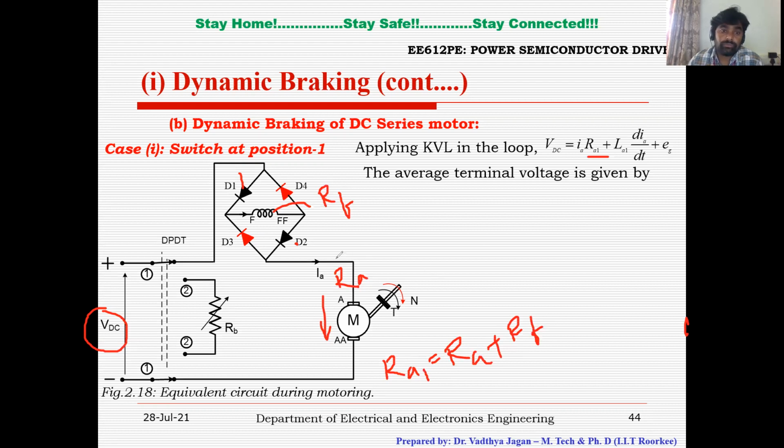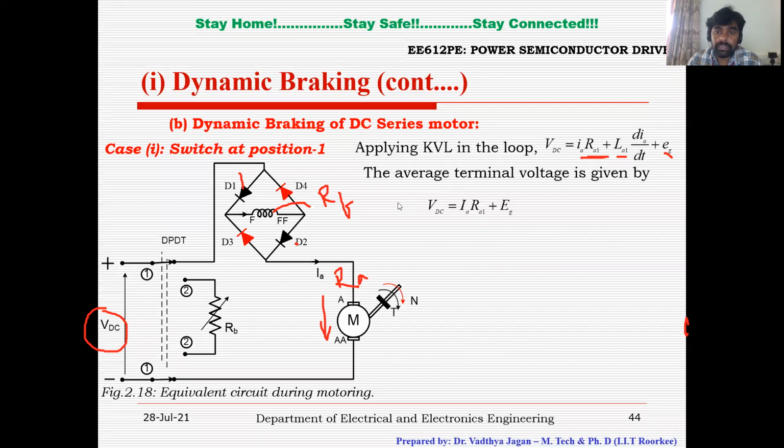So the drop due to RA and RF is IA RA1, and the drop due to the inductance is LA1. LA1 is the total inductance offered by the armature winding and the field winding, right? And then the back EMF. So this is the instantaneous voltage equation for the circuit. Similarly, to get the average output voltage, we make sure that the average voltage across the inductor goes to 0. So there is no term associated with this inductance, right? So VD is equal to IA RA1 plus EG.